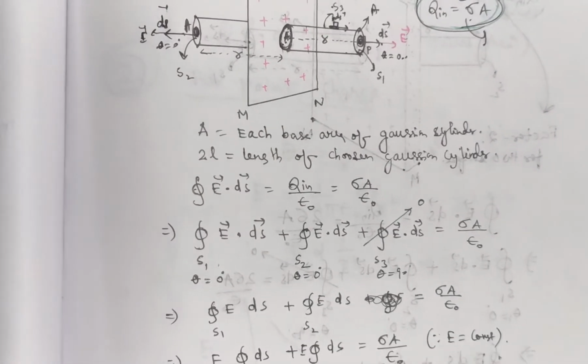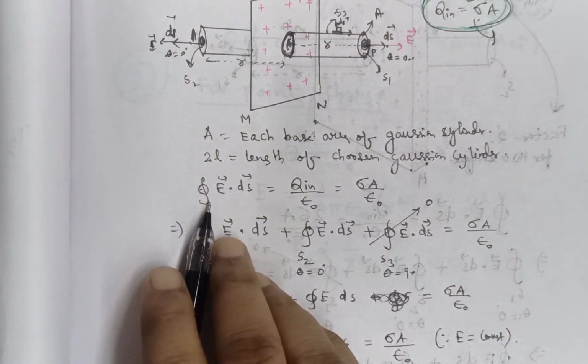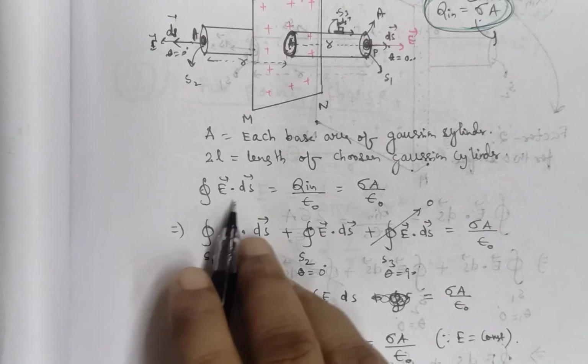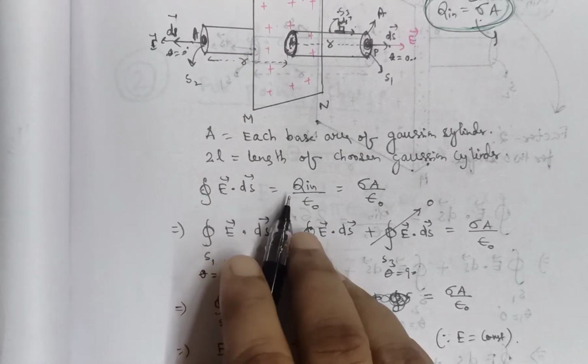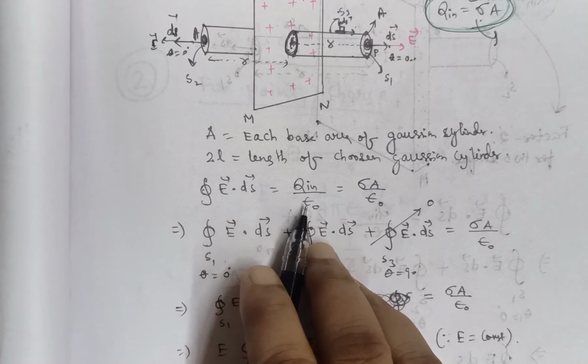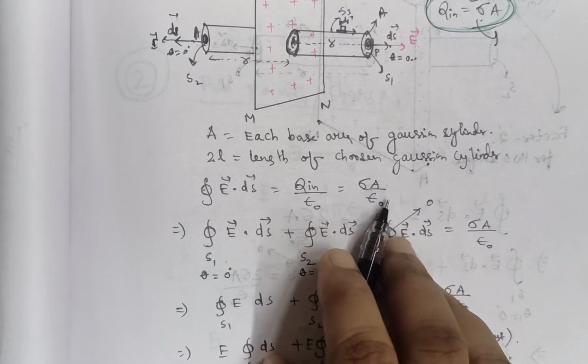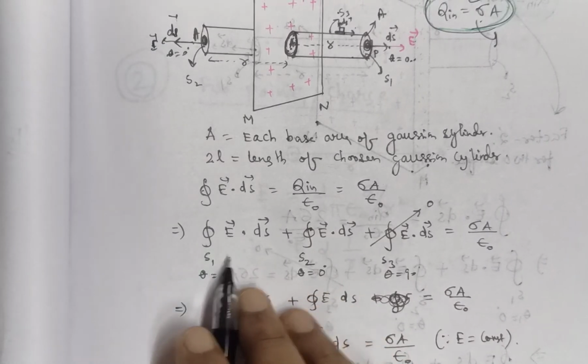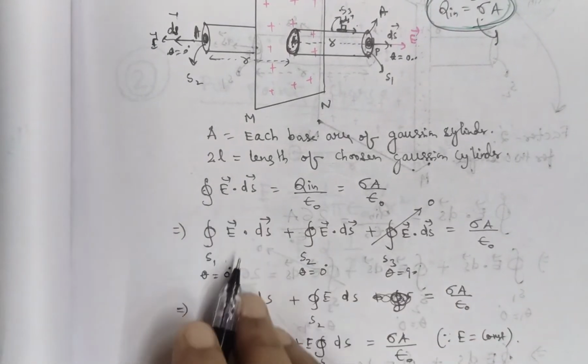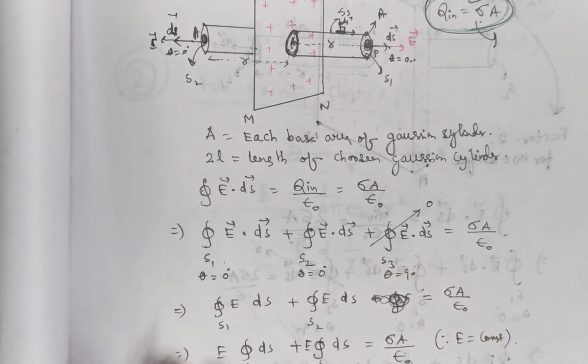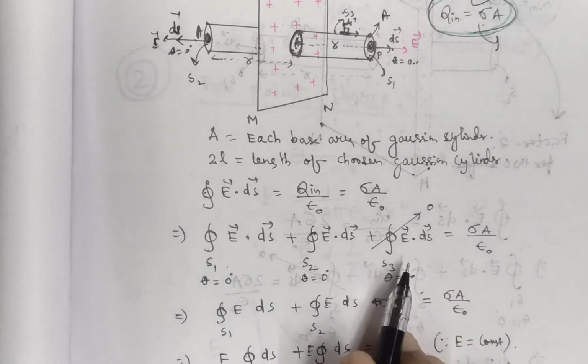Now we will proceed for derivation. This is the mathematical formula of Gauss law: closed integral of E vector dot ds vector is equal to q in by epsilon 0. We have already calculated q in, which is sigma A, divided by epsilon 0. As in the previous problem, here also there are three surfaces. This integration is split into three parts: one is S1, one is S2, one is S3.